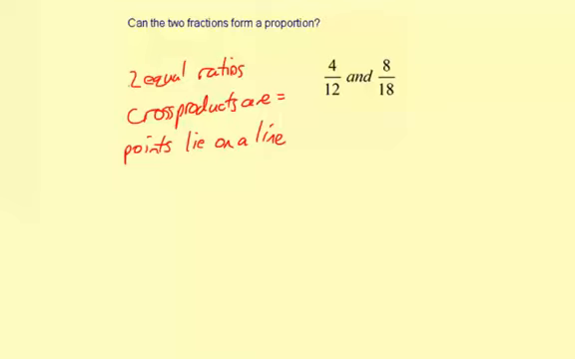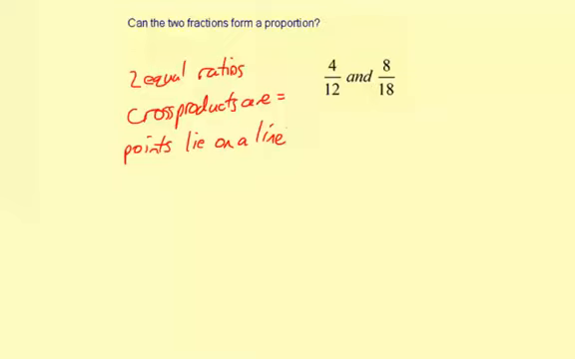Okay, so let's take a look. Two equal ratios. So one way to figure out if we could form a proportion here is to reduce these ratios and see if they reduce to the same fraction. If they do, we know we can make a proportion. Cross products are equal. We could make a pretend proportion here and figure out the cross products, multiply 4 times 18 and 12 times 8 and see if those answers are equal. If they are, we can make a proportion.